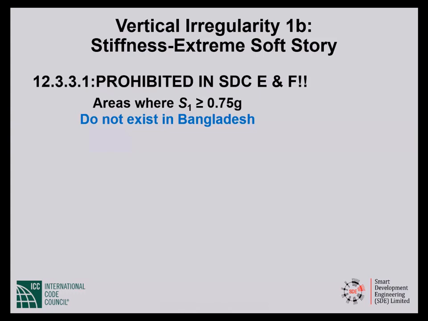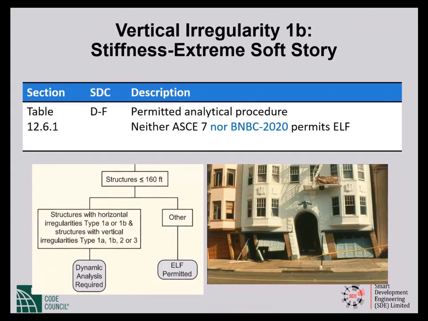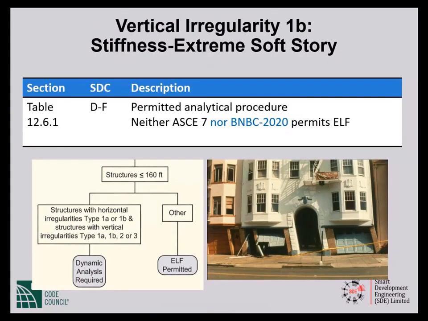This is prohibited in seismic design categories E and F. E and F do not exist in Bangladesh, so you do not have a prohibition. But the ASCE 7 prohibition tells you that this is not an irregularity that we encourage. So we go from soft story to extreme soft story. The restriction does not change. All we are required by ASCE 7 to do, other than the prohibition in E and F, is dynamic analysis. Okay, that's all we can do.